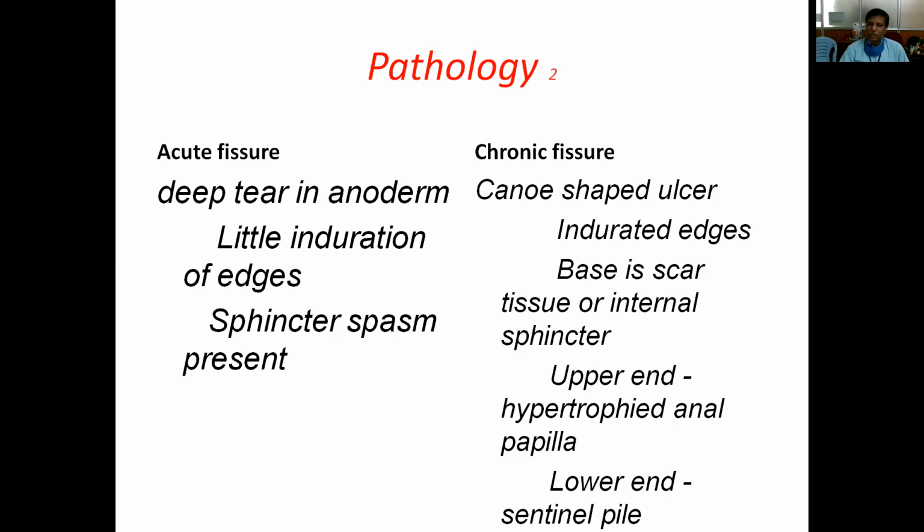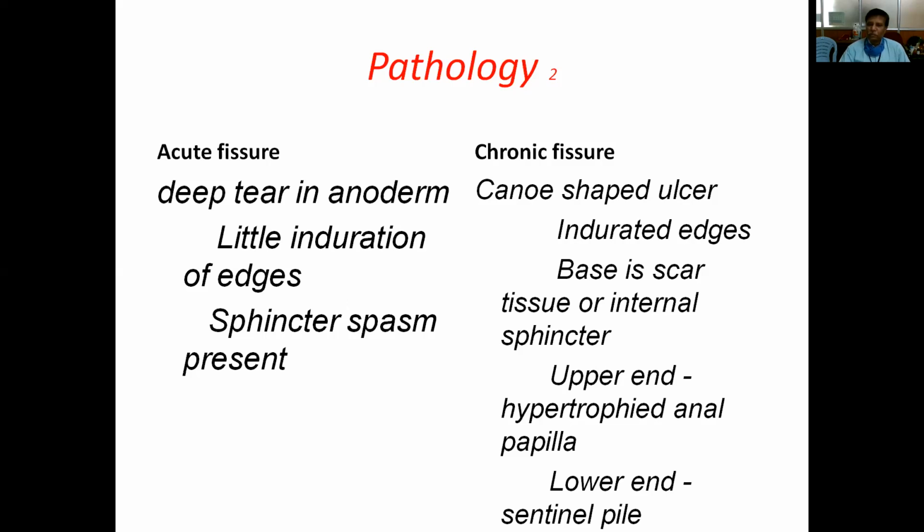At the upper end of the ulcer, you see a hypertrophied anal papilla. These are the skin folds, rudimentary skin folds present at the dentate line, the junction where the proctodeum and the postallantoic hindgut have fused together. There are skin remnants present at the dentate line. So one of these hypertrophied anal papillae becomes larger in size and guards the upper end of the fissure.